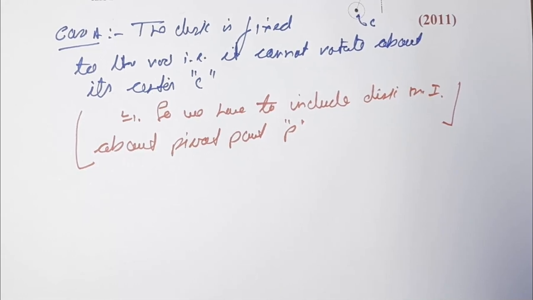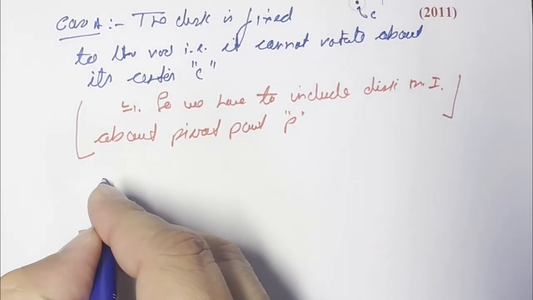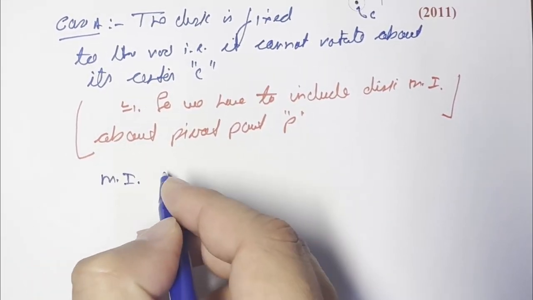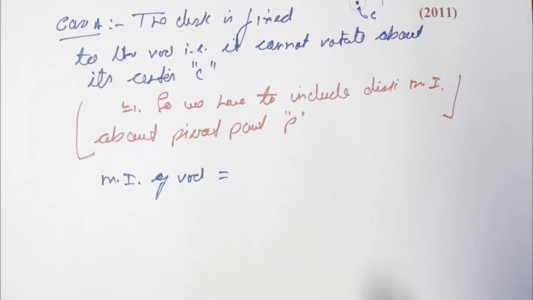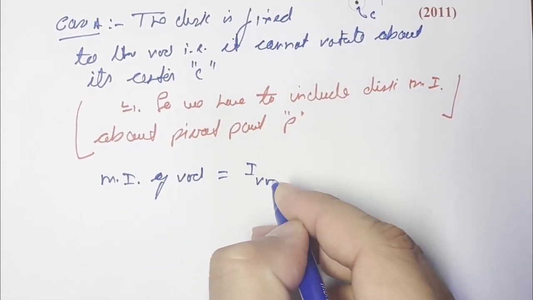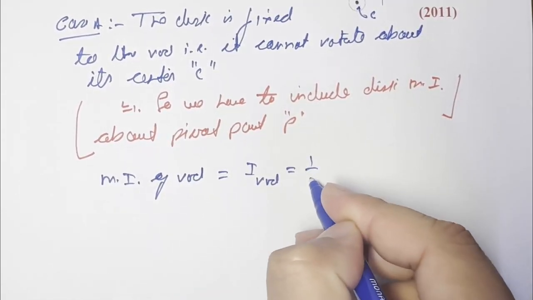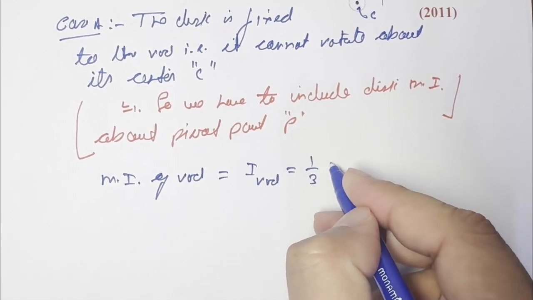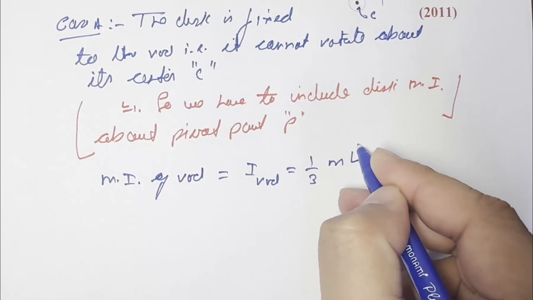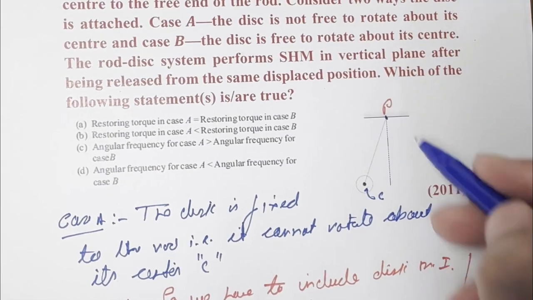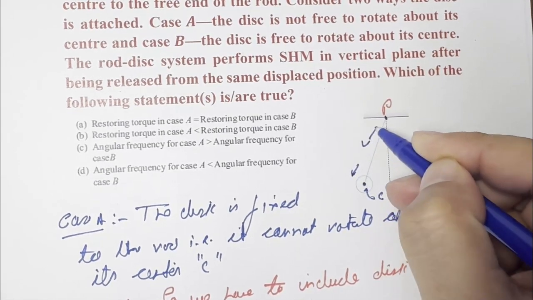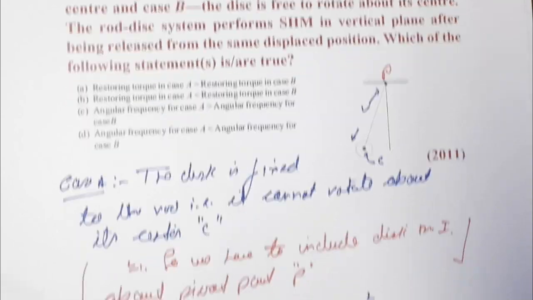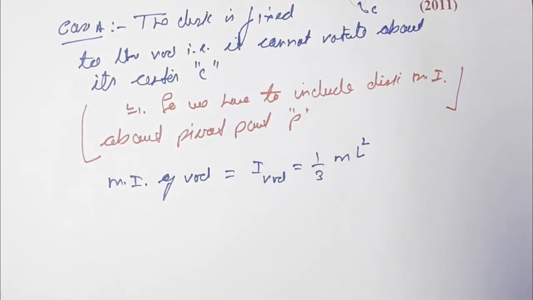Now the moment of inertia, let us start with the rod first of all. The moment of inertia of the rod, let us call that I rod, will be equal to 1 by 3, and its mass is given as small m and length L, so L square. This is the pivot point, and the axis is at the end of the rod. So we get 1 by 3 mL square.